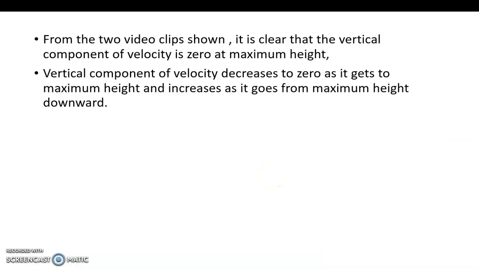From the two video clips shown, it is clear that the vertical component of velocity is 0 at maximum height. Now please, that information is very crucial when discussing projectiles when an angle is involved. At maximum height, the vertical component of velocity is 0. But the vertical component of velocity decreases to 0 as it gets to maximum height, and increases as it goes from maximum height downward.